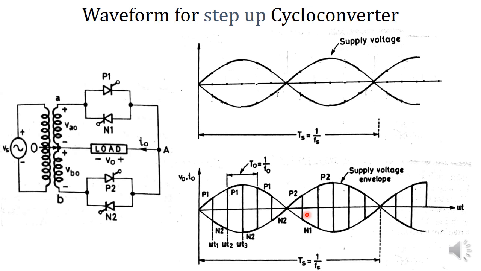So current is reversed, also voltage is also reversed. So this is the output waveform. Like that, P2 and N1 are alternately turned on and off. We will get this waveform.